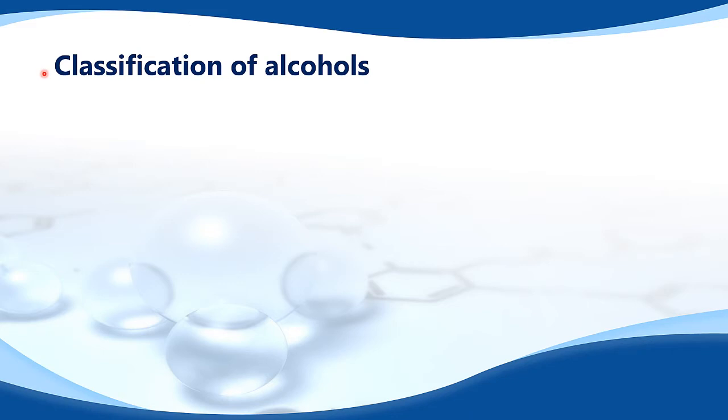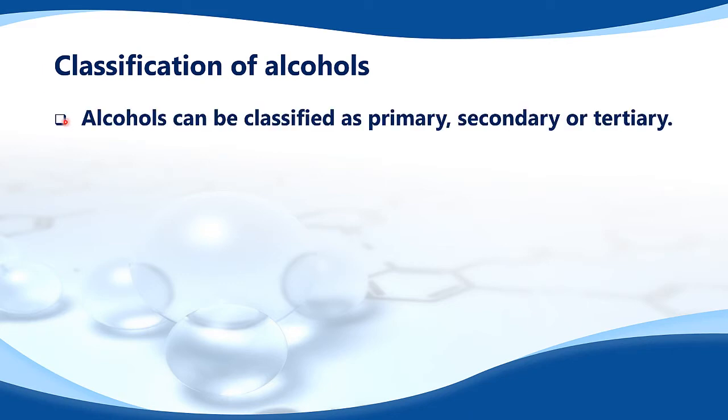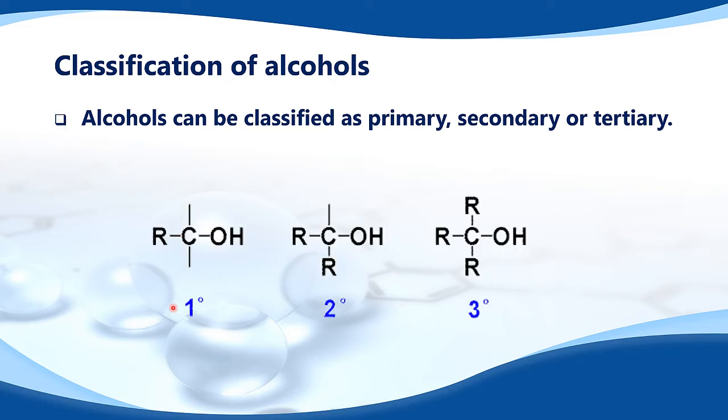Next is the classification of alcohols. Alcohols can be classified as primary, secondary, or tertiary alcohols. In a primary alcohol, you have the carbon that's connected to the OH group, and this carbon in a primary alcohol is connected to one other carbon.